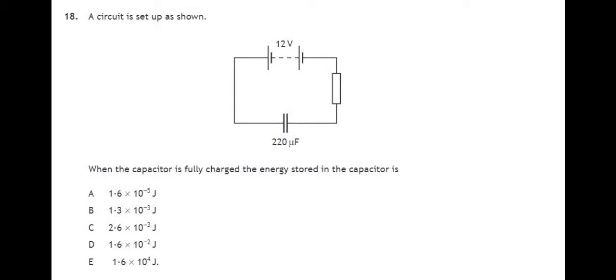Number 18, a circuit is set up as shown. When the capacitor is fully charged, the energy stored in the capacitor is... well, when the capacitor is fully charged, the voltage across the capacitor is the full supply voltage, which is 12 volts in this case. We have 3 formulas in our formula sheets, all lumped into one for the energy in a capacitor. Here we've got capacitance and voltage, but know nothing about charge, so we'll use the middle one. E equals a half CV squared.